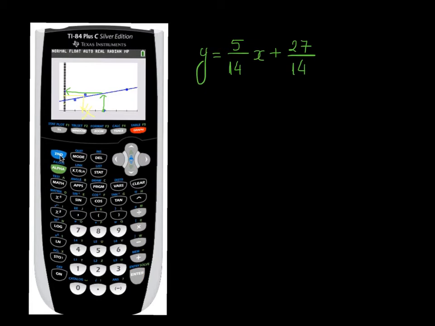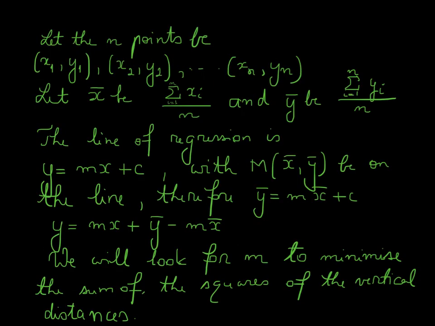Our next step will be to devise a general formula in the case we have not 3 points but n points. So we are looking for generalization. We take n points, coordinates x1, y1, x2, y2, and so on, xn, yn. And we consider x bar the mean on the x-axis, the sum of all x values divided by their number, and y bar the mean of the y values. We are looking for a regression line in the form y equals mx plus c.